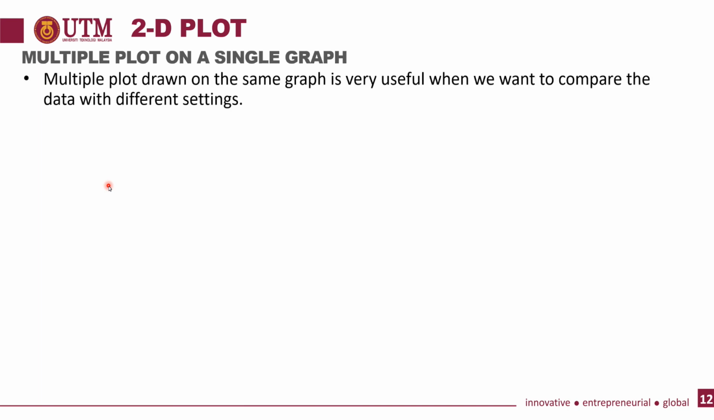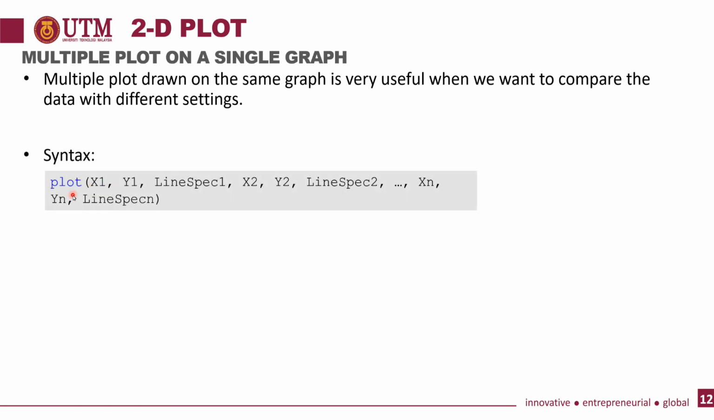Multiple plots drawn on the same graph is very useful when we wanted to compare the data with different settings. This kind of graph is really important if you wanted to compare the data. The syntax that you need is plot x1, y1, line spec for the first plot. You already learned line spec in the previous slides. And then x2, y2, which is the part that you wanted to compare.